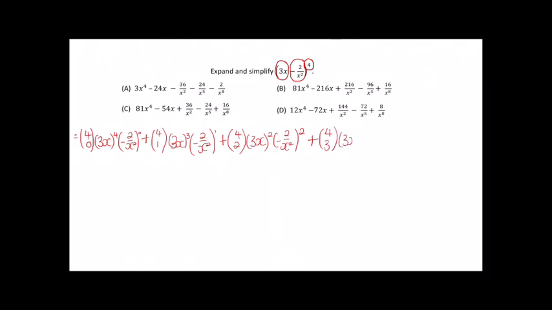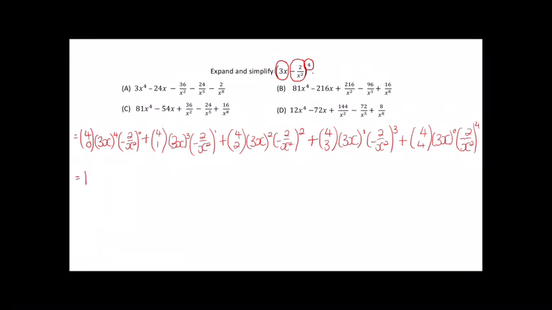4 choose 3, 3x decrease the power, negative 2 over x squared increase the power, and I'm finishing off at 4 choose 4, 3x to the lowest power, which is 0, and negative 2 over x squared to the highest power, which is 4. We can then start to simplify.